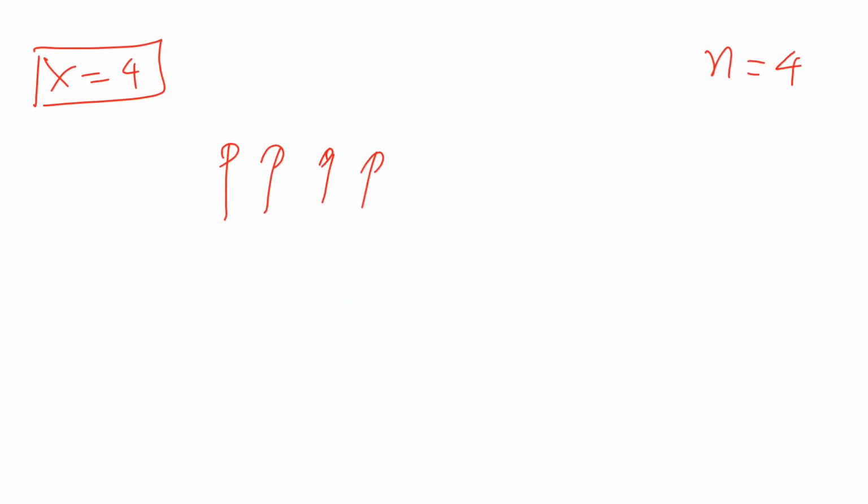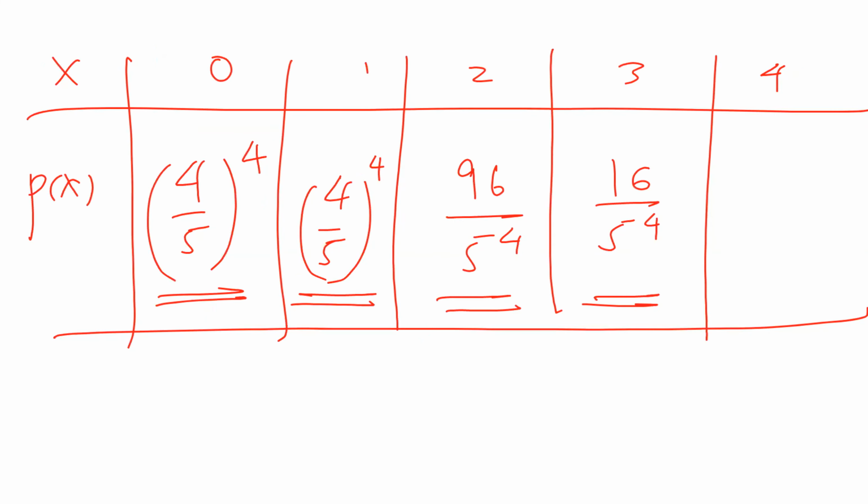And last one, all are non-defective. All are defective, sorry. So all four are defective out of four bulbs. So this will be P P P P, where P is equal to 1 by 5, which is equal to P raised to 4. So that is 1 by 5 raised to 4, which you can calculate as 1 upon 625. So this is the probability distribution of the number of bulbs, of the number of defective bulbs to be precise.